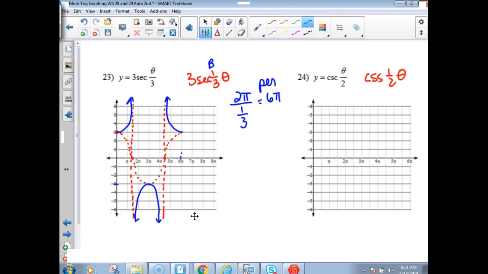Okay. And then if you wanted to continue it, you could. You'd need to have a mark at, this was 1.5 pi is our scale, plus another 1.5 pi would be 3 pi. This is 4.5 pi. 4.5 pi plus 1.5 pi would be 6 pi. And then 6 pi plus 1.5 would be 7.5 pi. That's where that next asymptote would be. And then you could extend the graph.